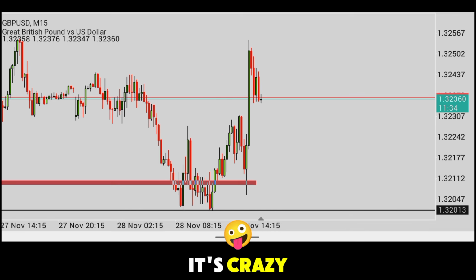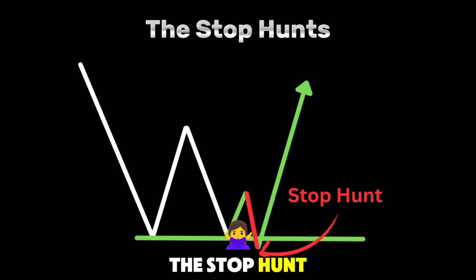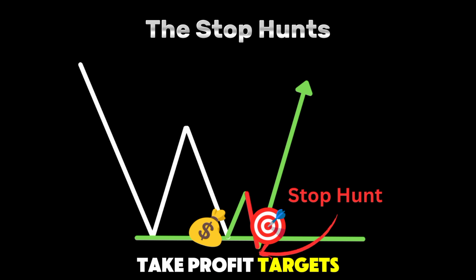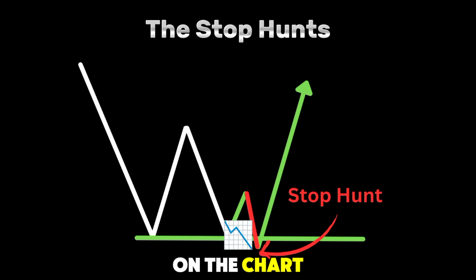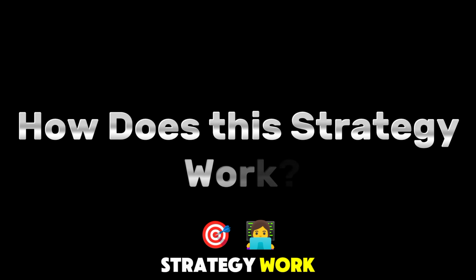It's crazy. The stop hunt is inevitable for any trader, and it's responsible for at least 30% of most losing trades. But with this strategy, we are going to be able to avoid at least 80% of the stop hunts and be able to hit our take profit targets, even without being on the chart and monitoring it. Now, how does this strategy work?